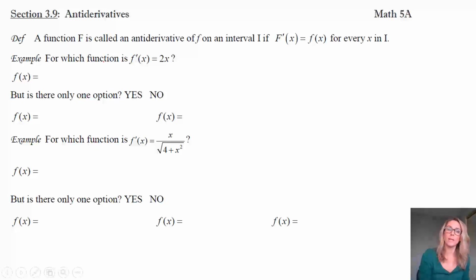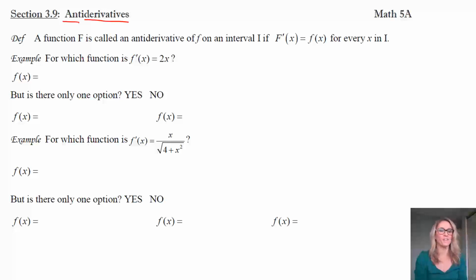So this is section 3.9, antiderivatives. We have spent so much time in this class doing derivatives that now we are going to talk about the antiderivative. And in a lot of ways, this is the opposite of the derivative. You're thinking about functions where the original function is the thing that, if you take the derivative, that's what you have.